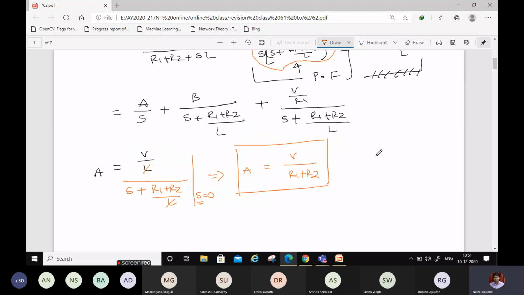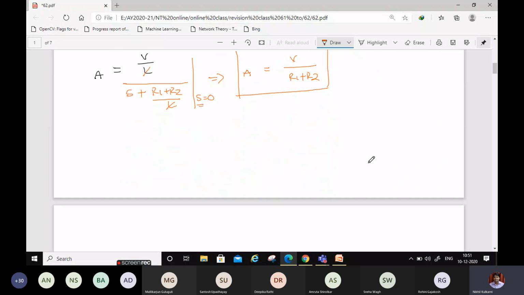Okay, so next, to solve for B, again B will be V divided by L, and this term will vanish, so we get S only. This is valid for S equal to, if you want to cancel out this term, minus R1 plus R2 divided by L. So if you put S equal to minus R1 plus R2 divided by L, that implies B will be equal to V minus V divided by R1 plus R2.